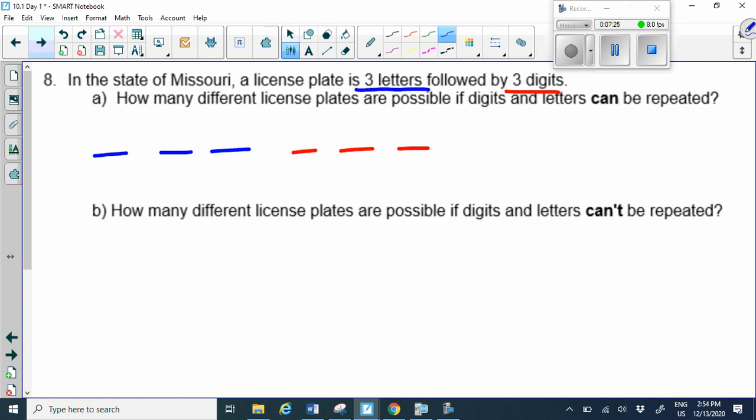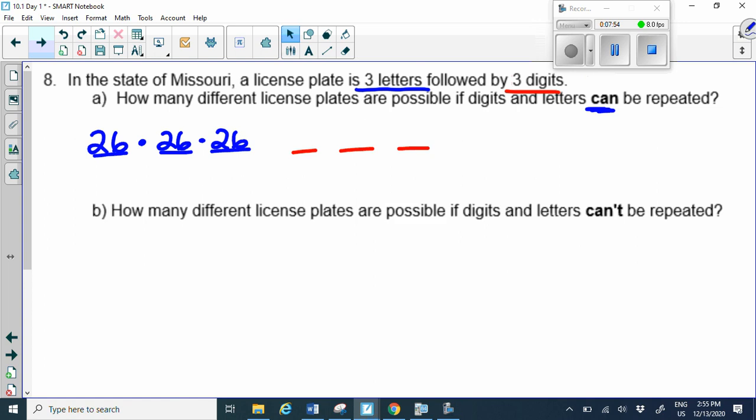Now we have to think, okay, letters. How many letters are there in the alphabet? There's 26, so hopefully you knew that. Now the letters can be repeated, so we think about our first letter, how many options can we choose from? Well, all 26. Now what about the next one though? If the letters can be repeated, remember we can have A and then another A. So meaning that we still have 26 options. What about our third letter? We once again have 26 options.